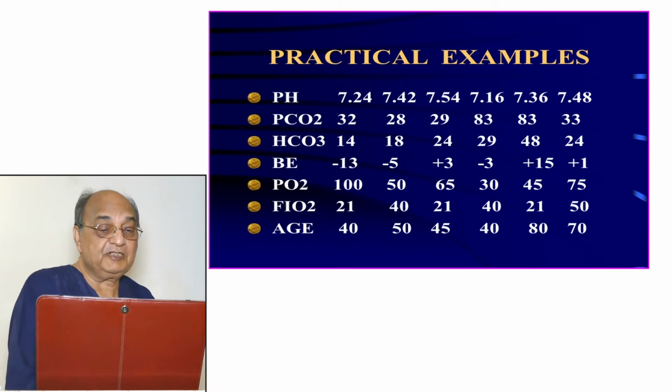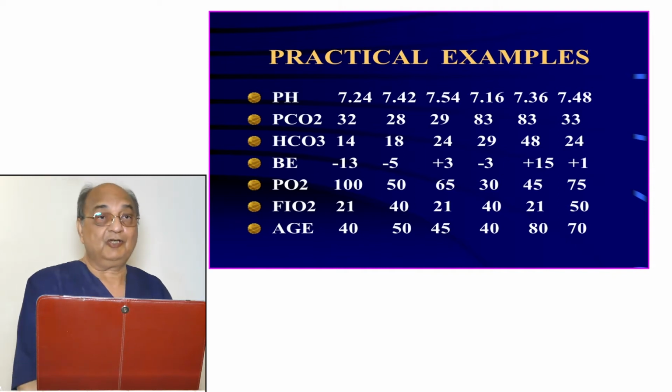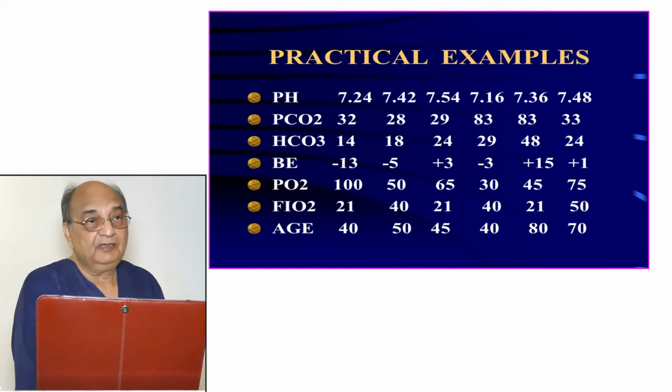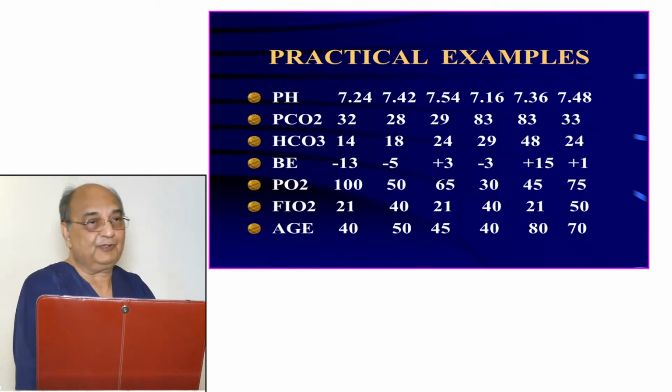Then you look at the PCO2. The 32 PCO2, can it cause acidosis? Because a normal PCO2 should be 40. If it has to be by a respiratory element, it should be greater than 40. So it is less than 40.